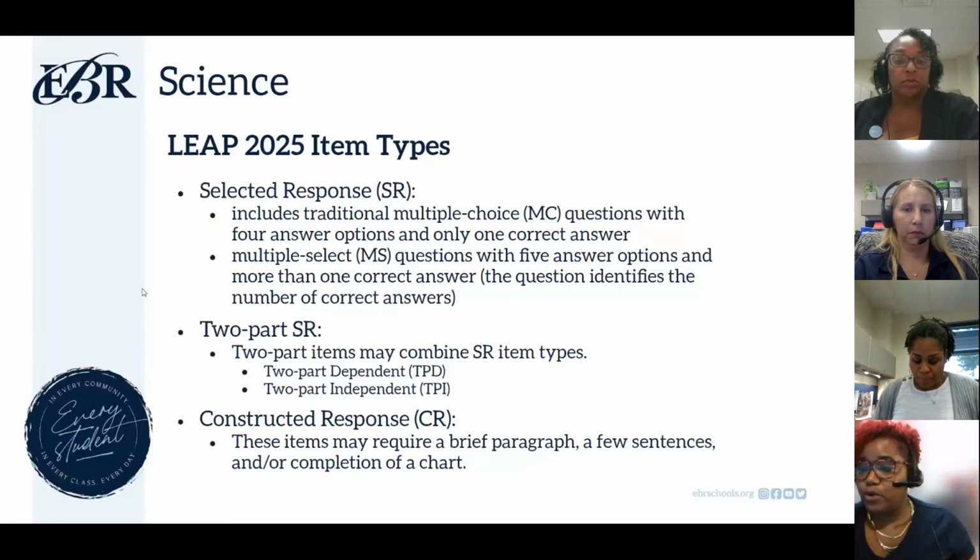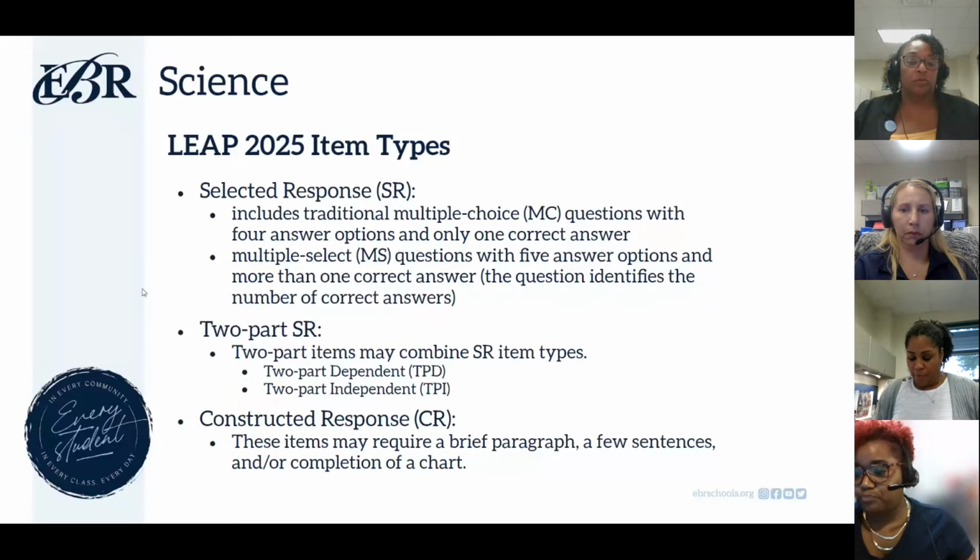In our 2-part selected response questions, we have different types. We have a 2-part dependent and 2-part independent. In a 2-part dependent question, that means that the student must get both parts of the question right in order to receive any points. That means that both parts of the question depend on each other. In a 2-part independent, they can get one right and still get points for that one, even if they got the second one wrong.